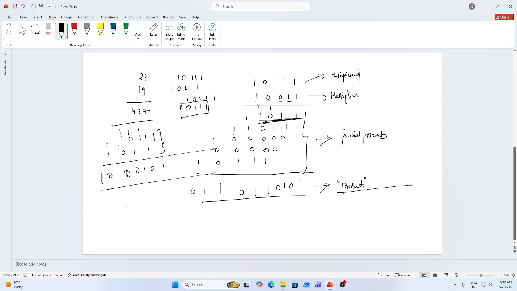Also, one more thing you see here. Whenever the multiplier bit is 0, 0 plus something is just that something, so there is no need to perform addition. Only shifting is enough. That is the third thing I am going to do. So these three changes I am going to adopt for hardware.